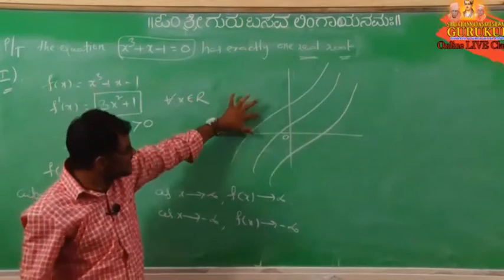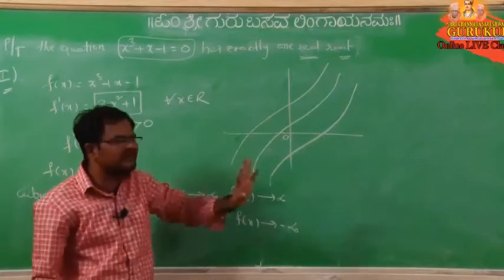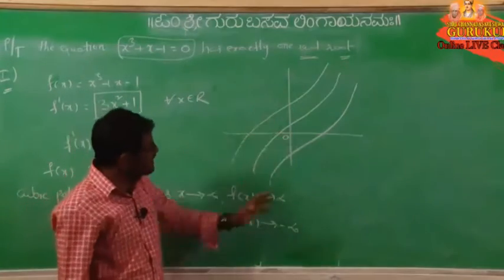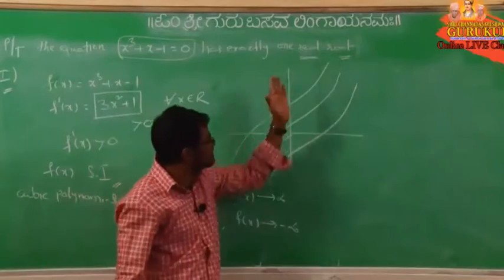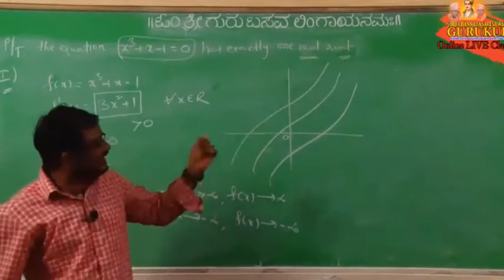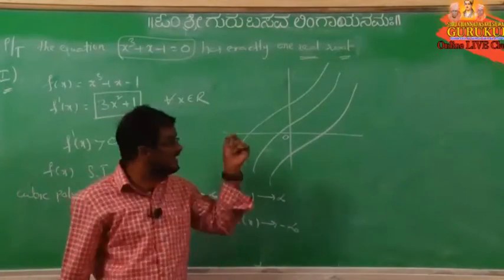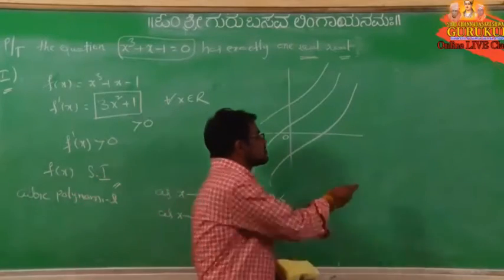Right? Now by this graph or this one or this one, anyone you take, in all these graphs, they are intersecting the x-axis. So how many times?